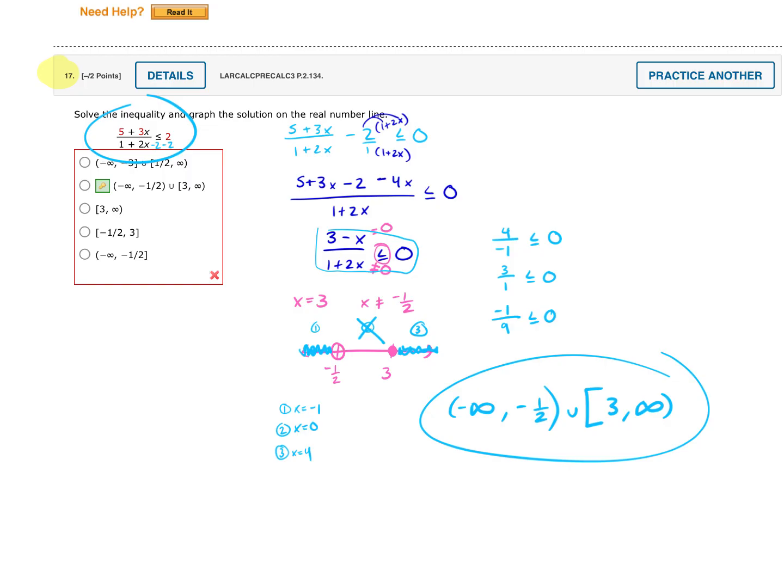Whenever you have a fraction, you want to find your key numbers. So when the top equals 0, the denominator does not equal 0. Same thing if you had a polynomial. If you had something like a quadratic with x squared where you get 2 answers, if you have an inequality, those are your key numbers. You need to test your intervals. So anytime you get multiple answers, you want to test your intervals.